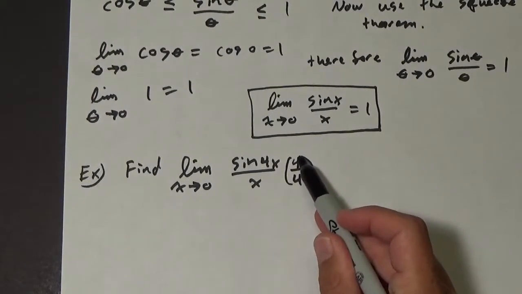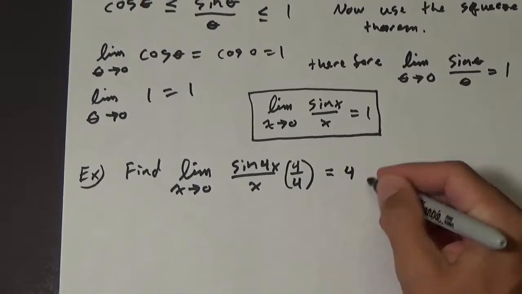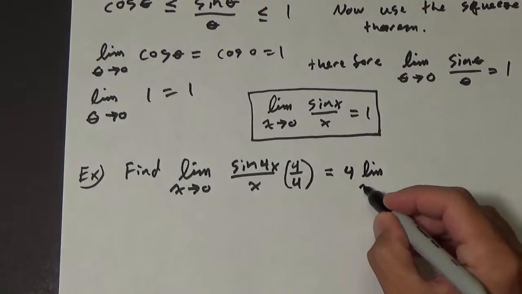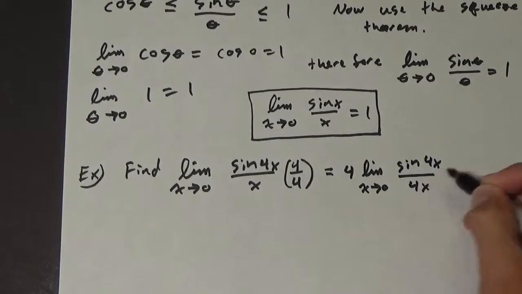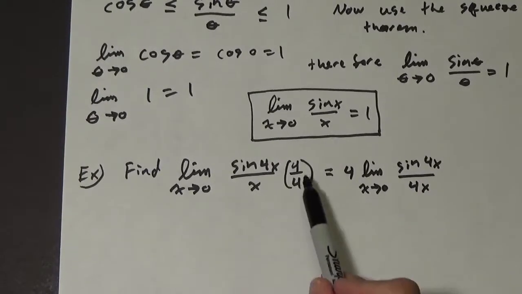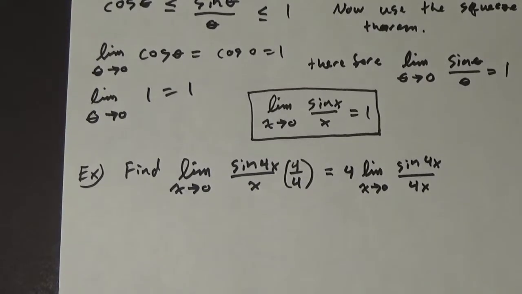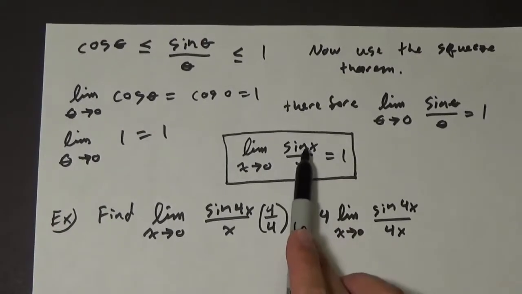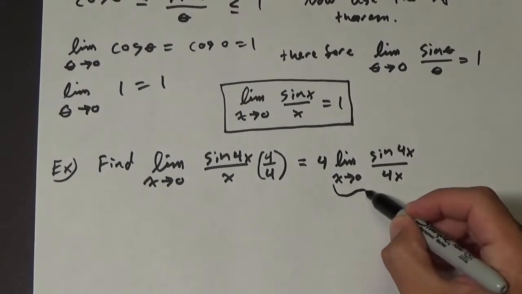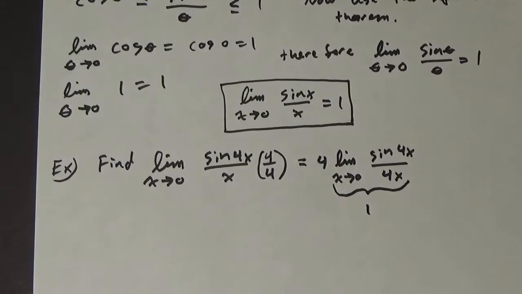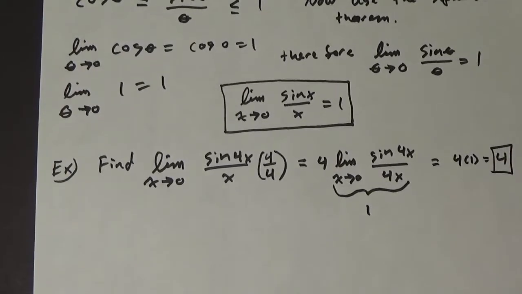So this 4 up here we're actually going to bring out front, and this 4 here we're going to put with the x. So we're going to end up with 4 times the limit as x approaches 0 of the sine of 4x all over 4x. So this 4 we brought out front, this 4 we partnered with the x down here, and now we have the sine of something over that exact same thing, the sine of 4x over 4x. So this is 1. And so the answer is going to be 4 times 1, which is 4. Easy enough.